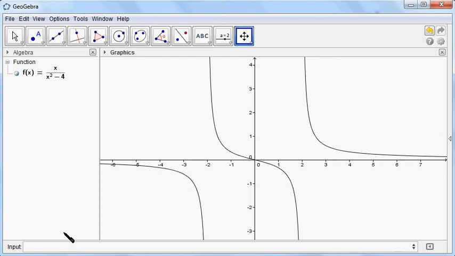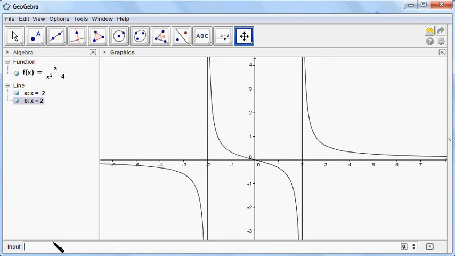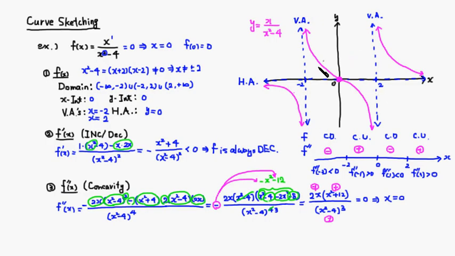And for the vertical asymptotes, if you want to see them, one is at x equals -2, which is there, and x equals 2, which is there. So it looks like we did a pretty good job. This is the graph, and this is what we came up with.